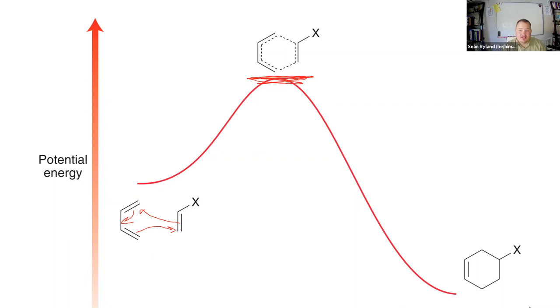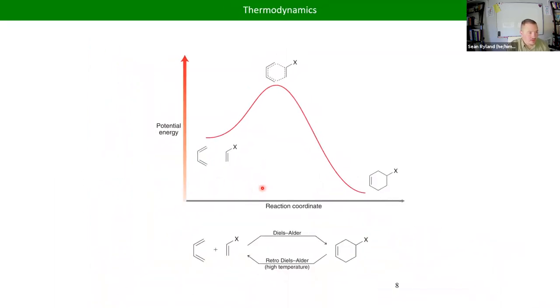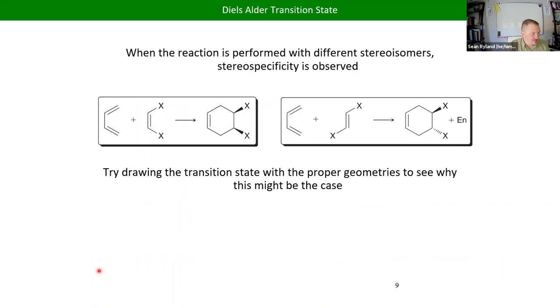So figuring out exactly what this looks like means we have to think about what the shape of these pi bonds is and how we can get the new orbital overlap to happen. And the easiest way to think about it is that if you think of your diene as being a flat planar molecule, your dienophile is either going to come from on top to form our new bonds, or it's going to come from below to make our new bonds.